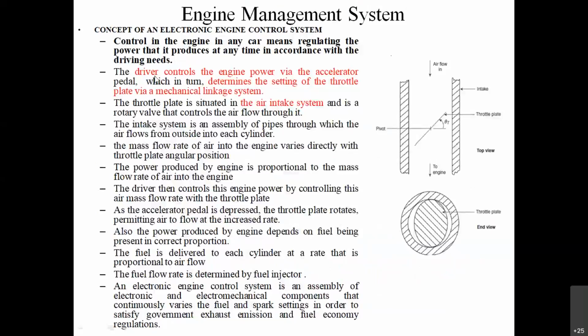Okay, that can be explained by if we want to control the engine, that engine control is decided by the driver. At what speed we have to drive our vehicle has been decided by the driver, and based on that decision we are controlling the engine. Okay, and that control is done by just pressing your accelerator pedal.